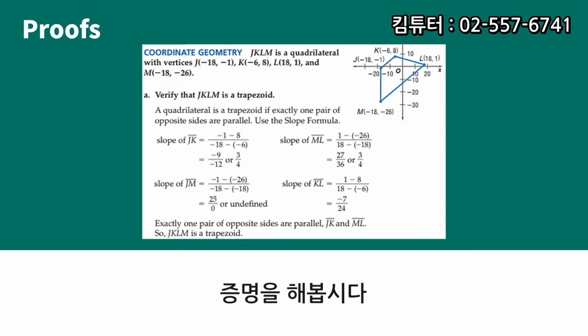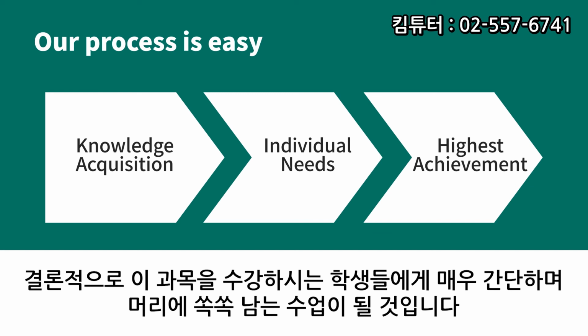This question asks for us to prove JKLM is a quadrilateral with vertices (-18, -1), (-6, 8), (18, 1), and (-18, -26). To verify that JKLM is a trapezoid, we simply have to find the slope of JK, ML, JM, and KL. Noticing how exactly one pair of opposite sides are parallel, JK and ML, we can conclude that JKLM is a trapezoid. To conclude, our process is very easy.